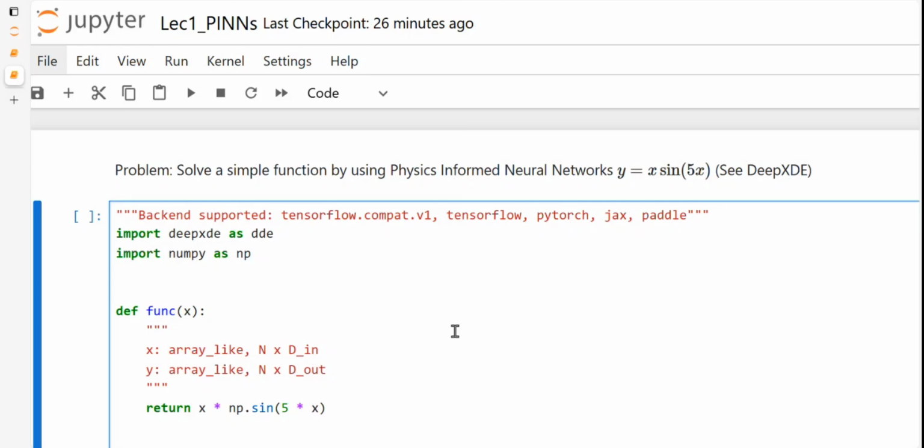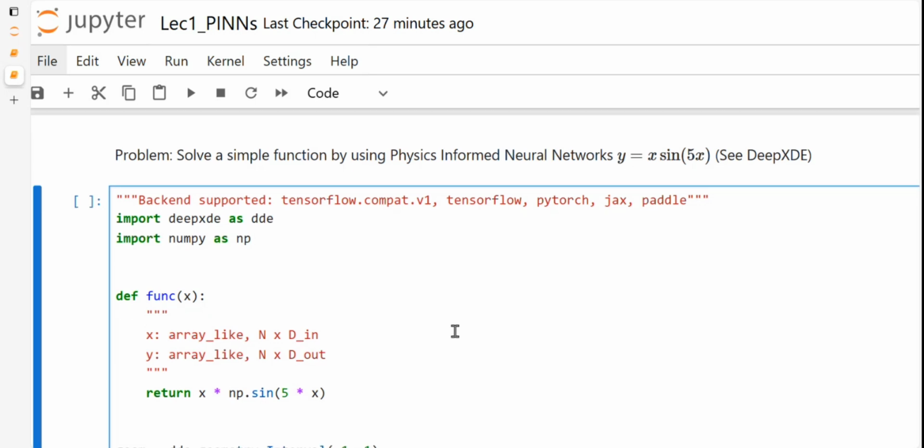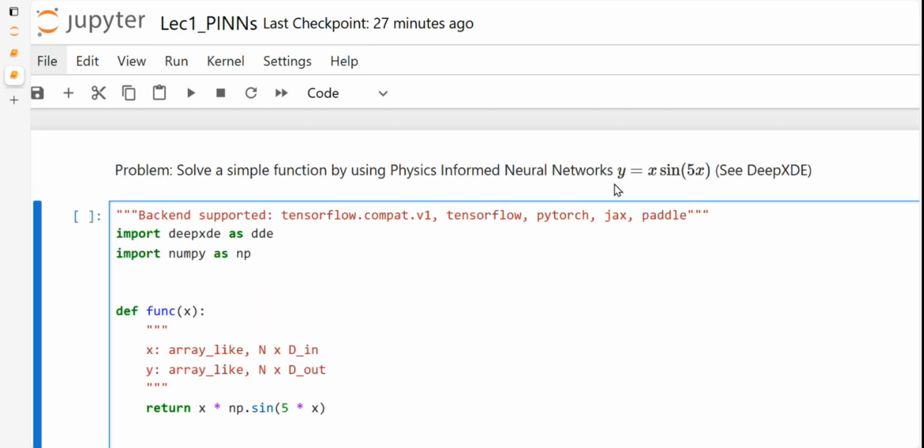In this lecture one, we are going to solve a very simple function while using physics-informed neural networks. Physics-informed neural networks were introduced in 2019 by Raissi et al. So I'm directly solving some problems with physics-informed neural networks. The problem is this function.